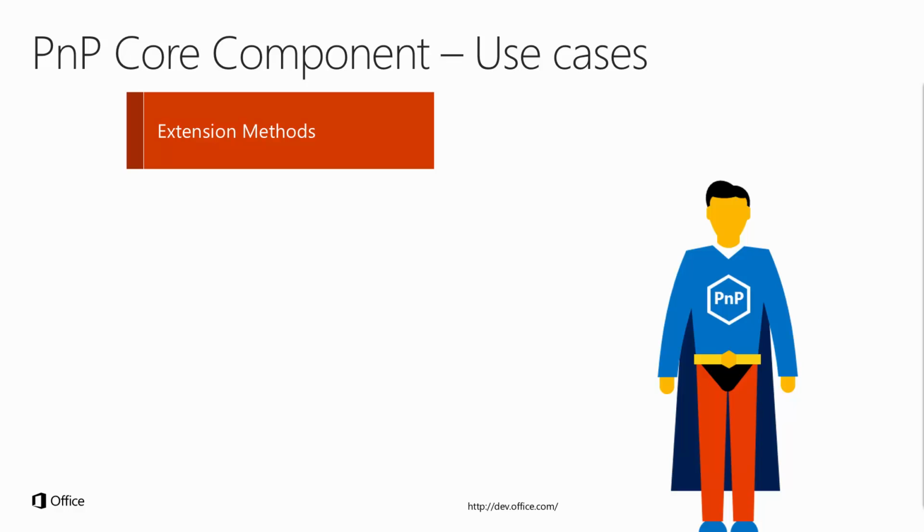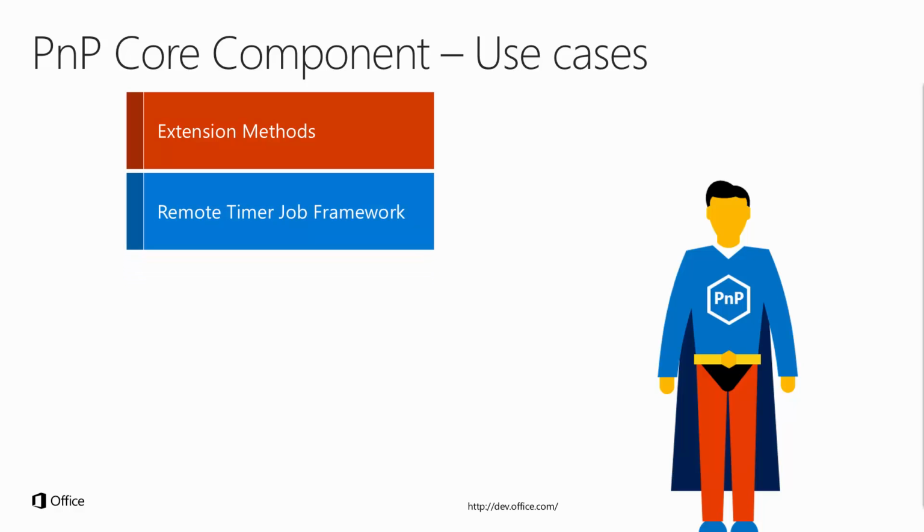For example, when you are creating a new list, creating a content type, or adding a content type to a list, if you use just the native client-side object model for SharePoint, those operations might require quite a significant amount of code. But using the PnP core component, all of that complexity is abstracted and you can achieve typical use cases just by using a single line of code within your .NET application.